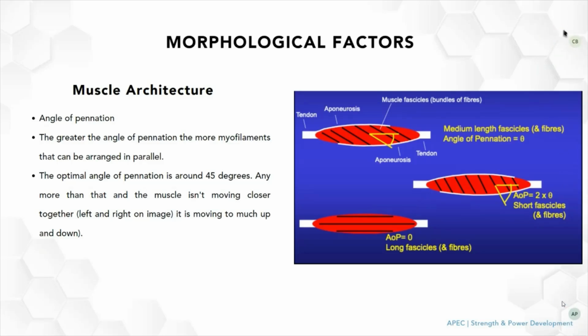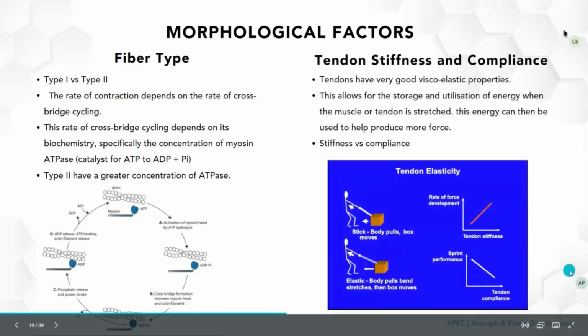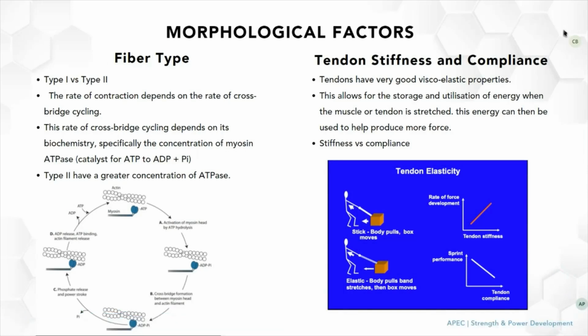If you just move on there, Alex. So the next two morphological factors to consider would be fiber type. This is where we're looking at the percent of type 1 to type 2 fibers. With this, the faster the speed of contraction, the more force we can generate, okay? So this speed of contraction comes down to the cross-bridge cycling. So once again, how the actin and myosin filaments interact with each other.